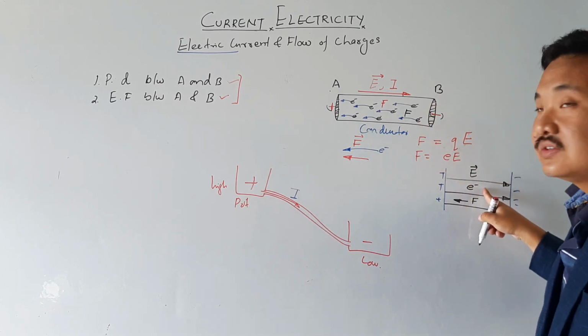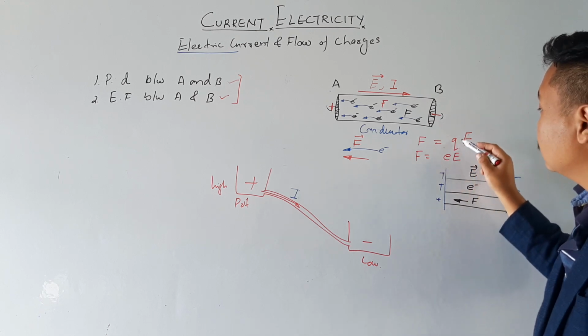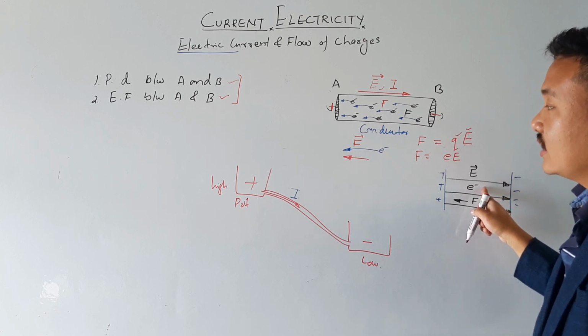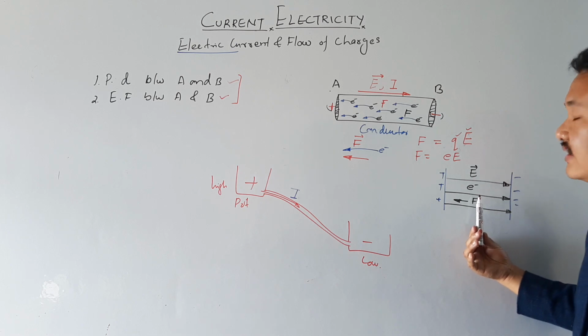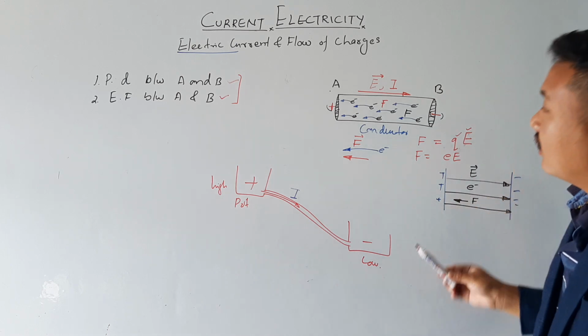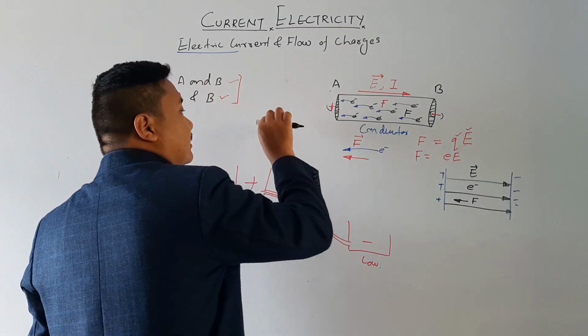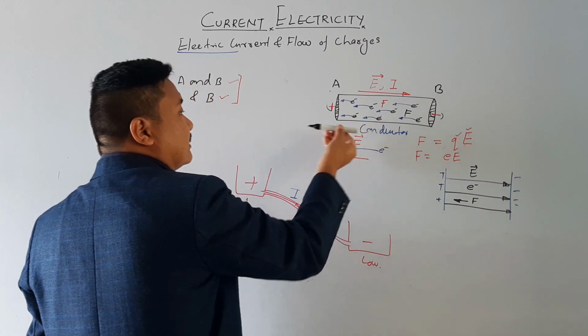Now in an electric field, if you put a charged particle, it will experience a force equal to Q into E. Now if it is a positive charge, then it will travel in the direction of the electric field, but if it is a negative charge, then it will travel opposite to the direction of the electric field. So the direction of the electric field is in this direction, and the direction of force is in this direction.